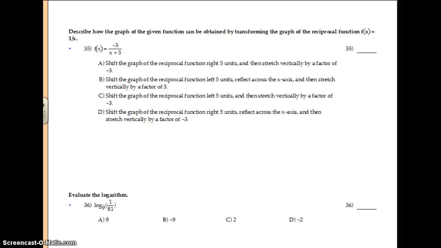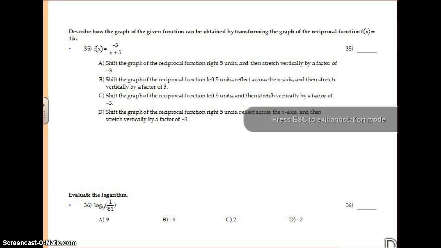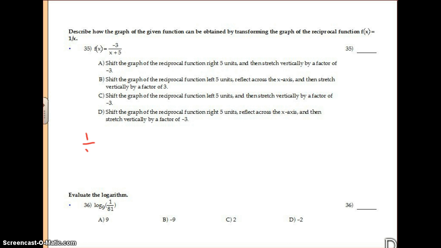Okay, number 35. Describe how the graph of the given function can be obtained by transforming the graph of the reciprocal function, which is 1 over x. So originally it started out as 1 over x, and we did some stuff to the function. We've got a negative 3 over x plus 5. And so what are those things that we've done to the function?